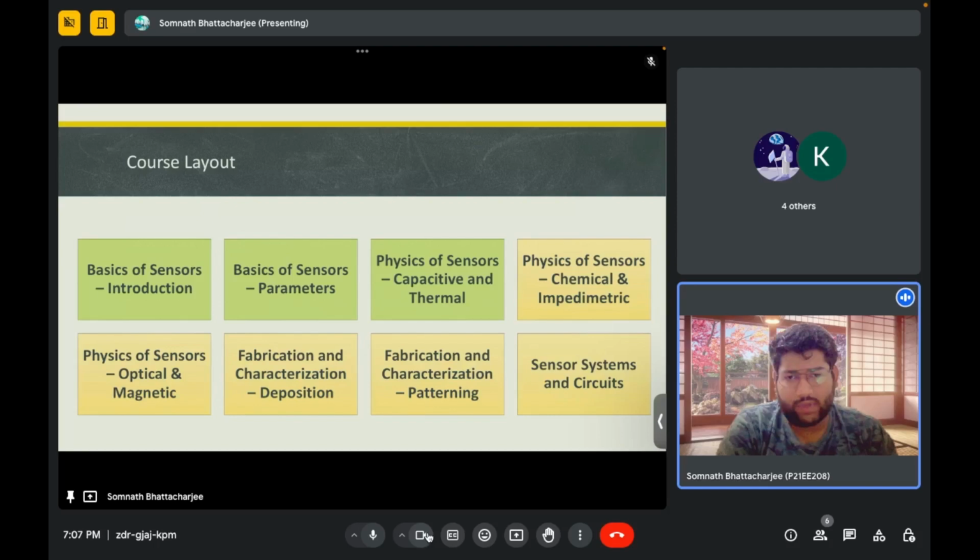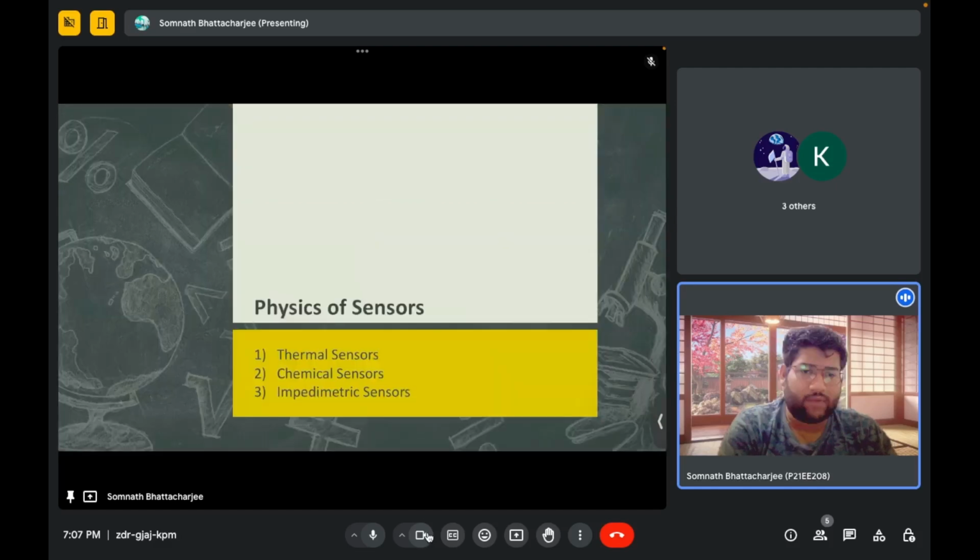Now in this week we'll learn about the thermal sensors more in depth. Along with that, we'll learn about the chemical sensors, the electrochemical sensors, and the impedimetric sensors. So this is the basic layout of this week's class: the basics of the thermal sensors, then the chemical and electrochemical sensors, and more chemistry-based sensors. Then we'll learn about the impedimetric sensors, and we'll end with a few questions and problems. So let's start.